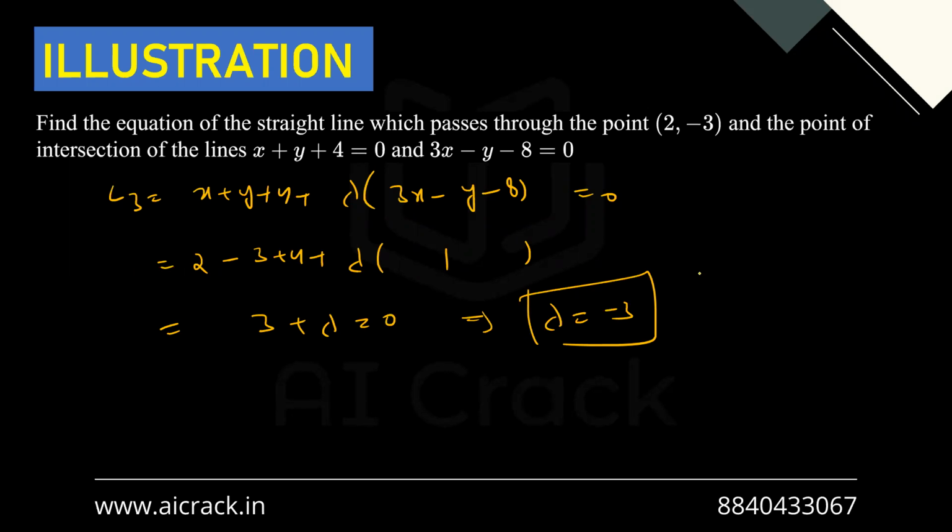Now you have to just plug this value over here to find out the equation of L3, and that is how we have to use family of lines to solve this question. Earlier we used to solve these two equations, find out the point, and then use 2 points to find out the equation of the line, but over here we can do this in a simpler manner.